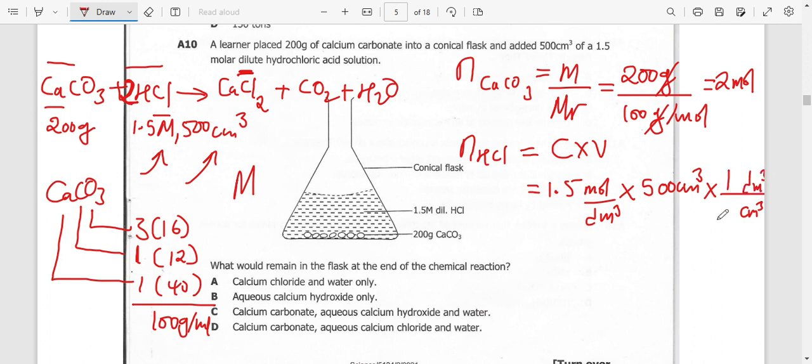In 1 cubic decimeter, we have got 1000, which is the same as 10 to the power 3 cubic centimeters. So this cubic centimeter will cancel this cubic centimeter, this decimeter cubed will cancel this decimeter cubed. So this is how you get to convert.